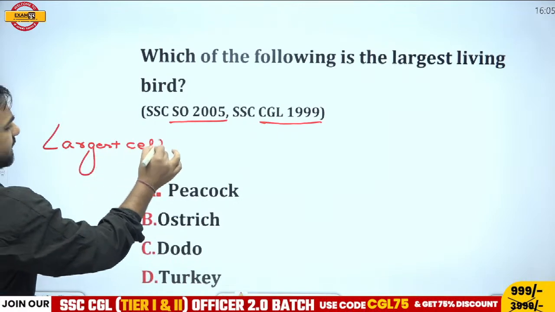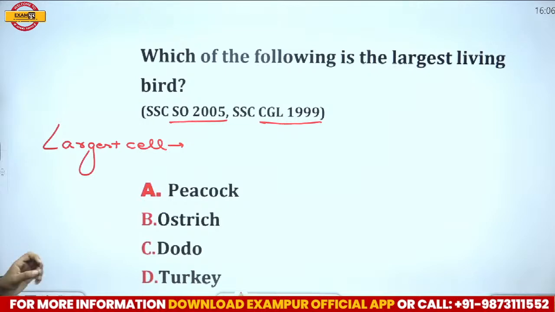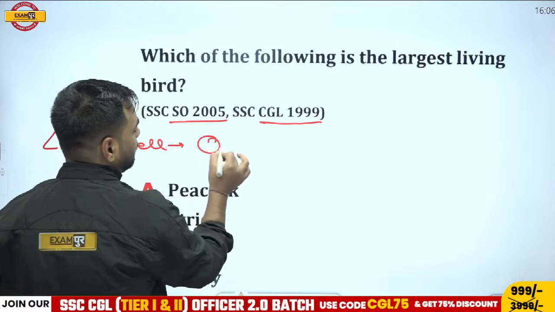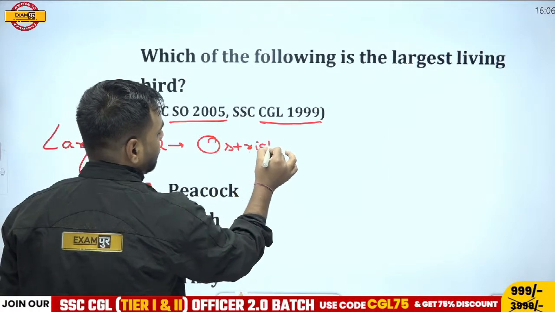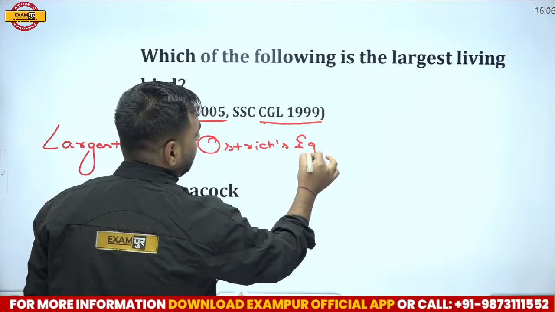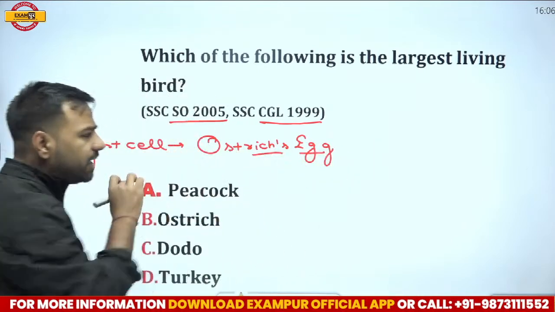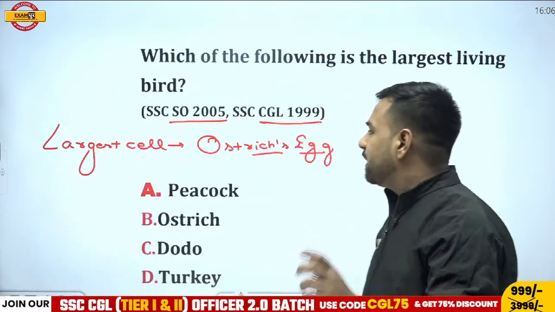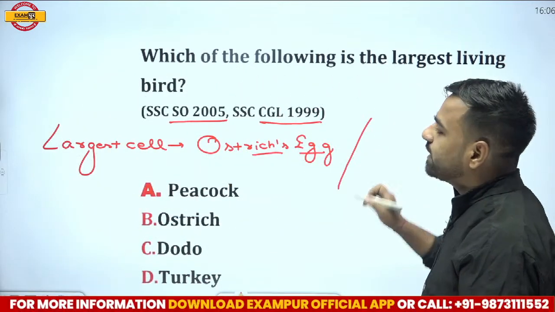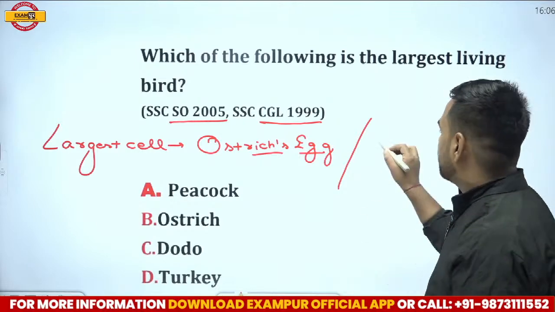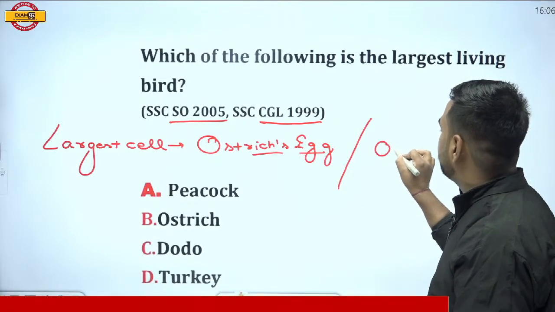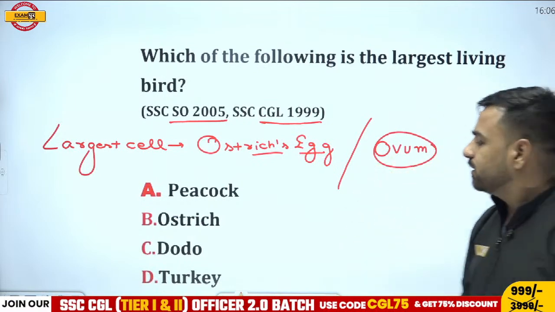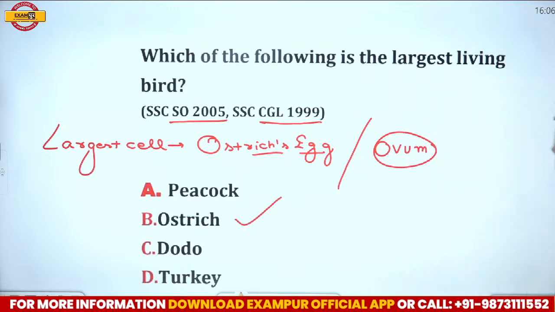If I talk about the largest cell, which is the largest cell? We know that the largest cell is actually the ostrich egg, right? So what is that? Ostrich egg. Now when we are talking about the ostrich egg, we understand its largest nature. Yeah, Kiran, absolutely correct. But if I talk about the largest cell in the human body, that would be the ovum. So yes, these two things are very important. Here the correct answer is going to be option B, that is ostrich.